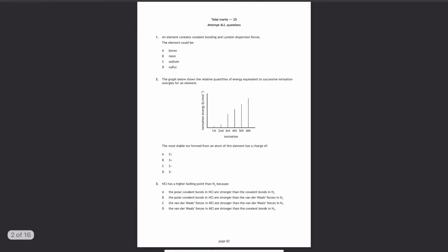So to start off with, the element contains covalent bonding and London dispersion forces. If it's got both of those things, then it must be covalent molecular in structure, which means it must be, out of these options, sulfur. Boron's a covalent network, neon's monatomic, and sodium is a metallic lattice.